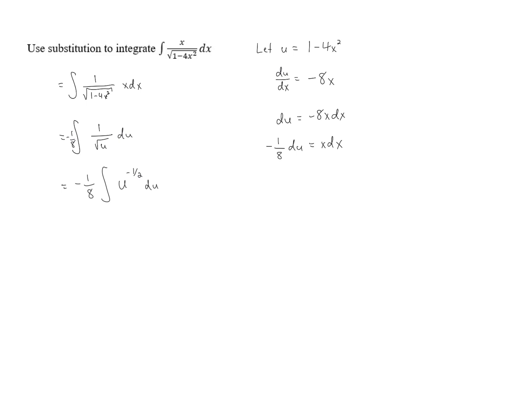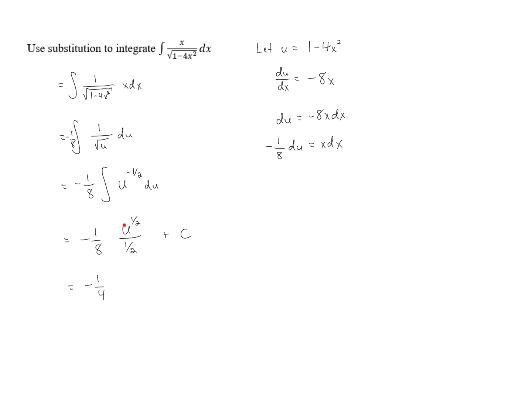So when we integrate that, we need to add 1 to the exponent. And negative 1/2 plus 1 is positive 1/2. So that's going to be u to the positive 1/2 divided by 1/2. And then we'll need a constant of integration on the outside. Now, if we're dividing by 1/2, that's the same as multiplying by 2. So this 1/2 in the denominator could become a 2 in the numerator. And then that negative 2/8 is going to reduce to negative 1/4.